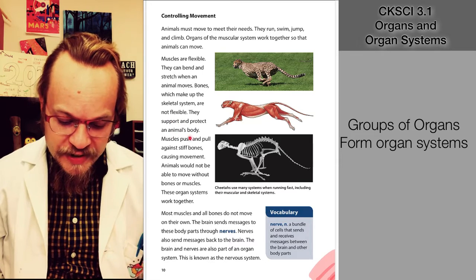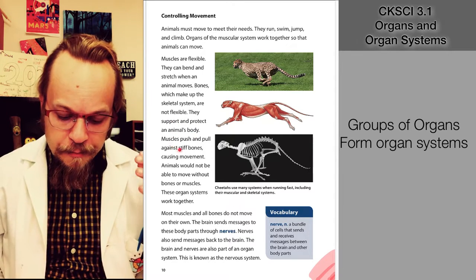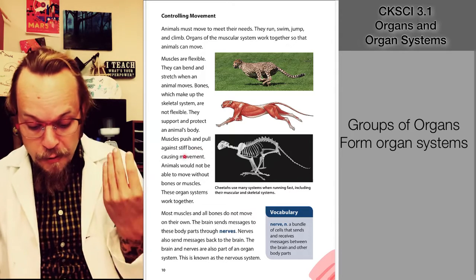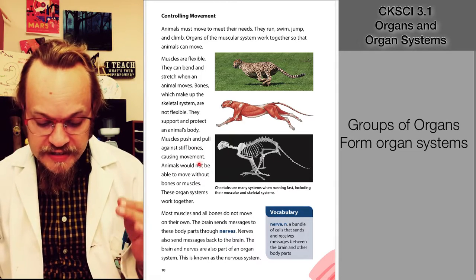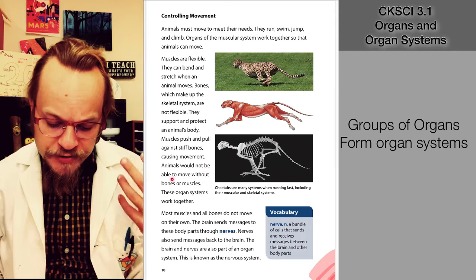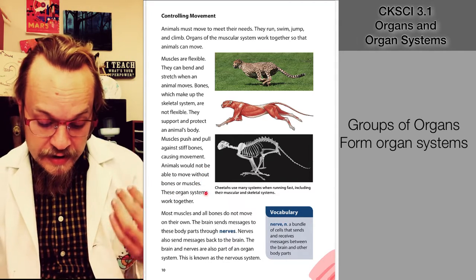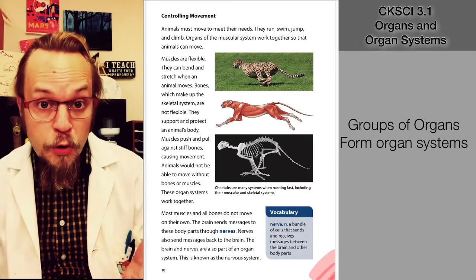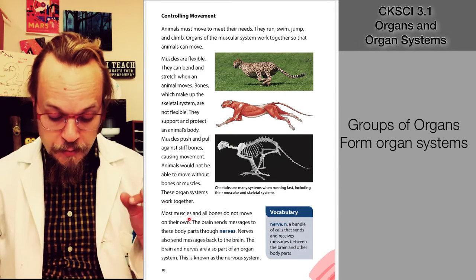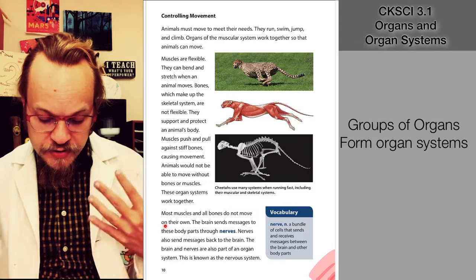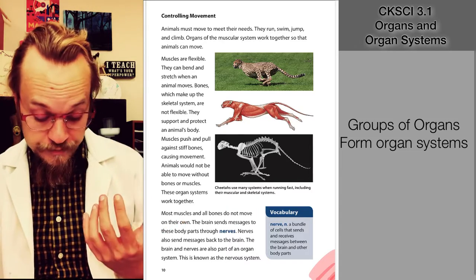Bones support and protect an animal's body. Muscles push and pull against stiff bones, causing movement. Animals would not be able to move without bones or muscles. These organ systems work together. Most muscles and all bones do not move on their own.